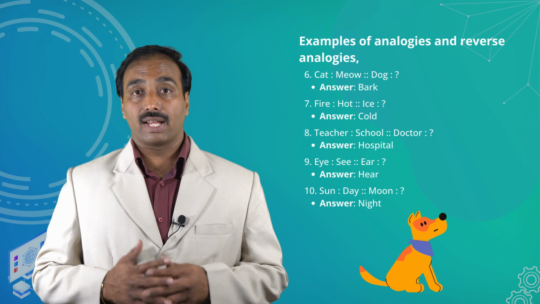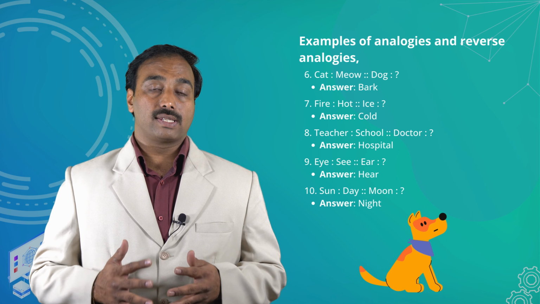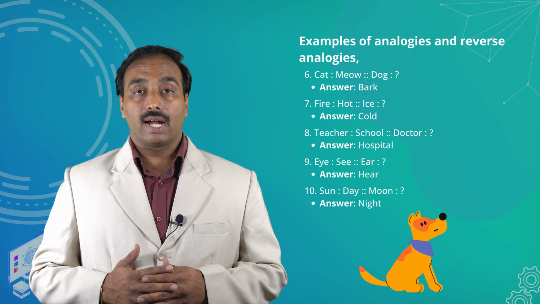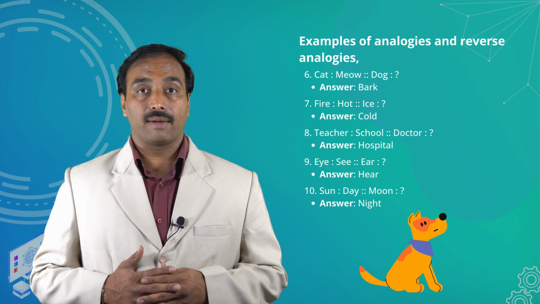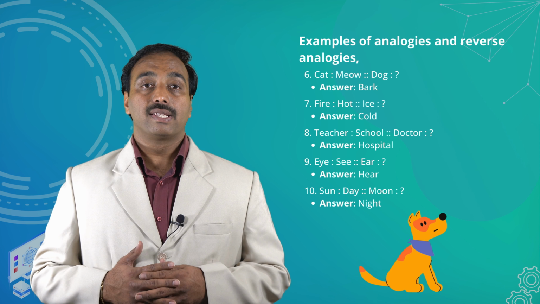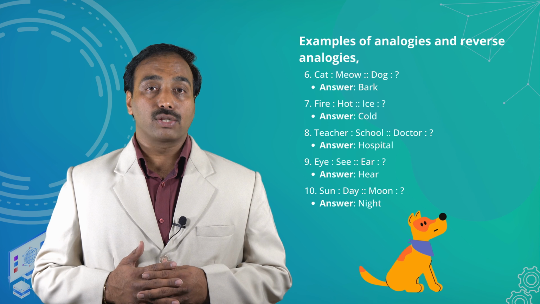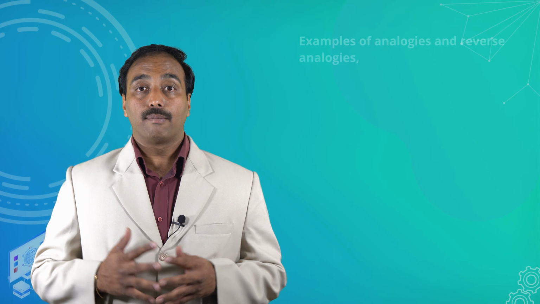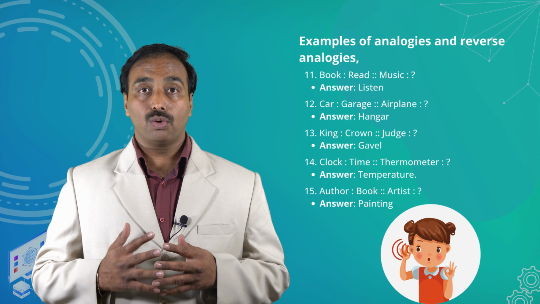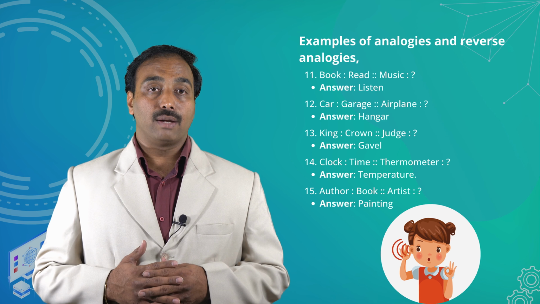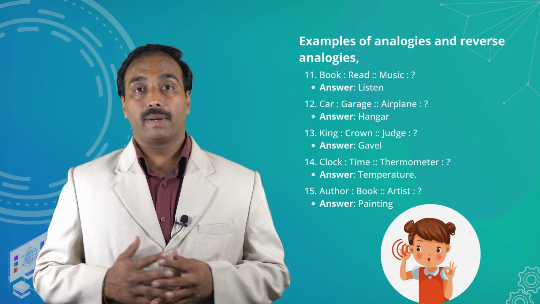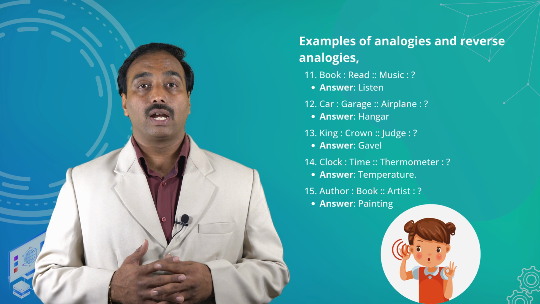Sun is to day, whereas moon is to night. Here the sun is prominent during the day and the moon is prominent during night time. Both pairs describe celestial bodies and their associated times. Book is to read, whereas music is to listen. Books are read and music is listened to. Both pairs describe forms of media and how they are consumed.